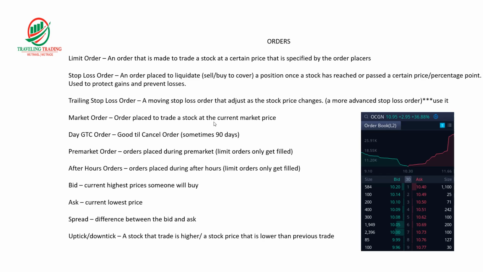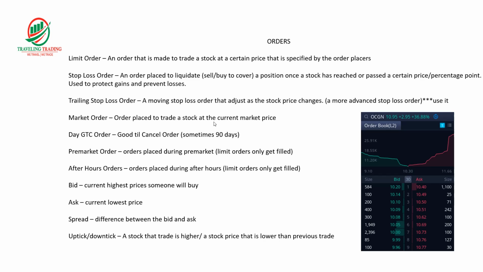Then there's the bid and the ask. The bid is the highest price that someone is willing to pay for a stock. And then the ask is the lowest price a person is willing to sell that stock. The spread is the difference between the two. Okay. And then let me jump on real quick here what uptick and downtick is. The uptick is just the stock going in a higher direction. Downtick is it going in a lower direction than the previous trade.